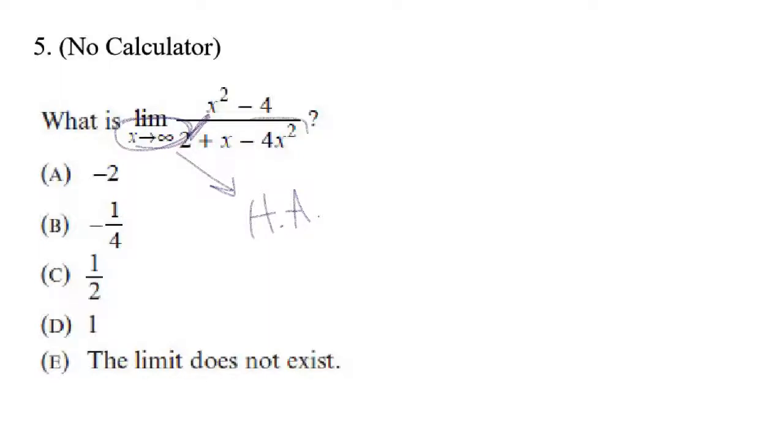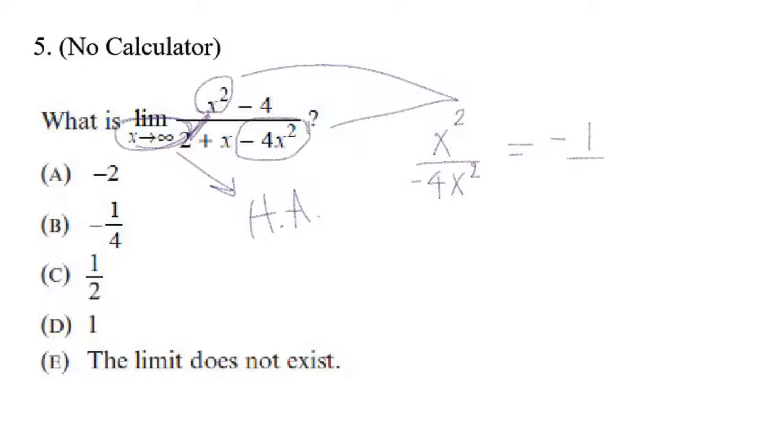Again, you have to find the highest exponent on bottom, highest exponent on top, and then look at the ratio of their coefficients here. So I have x squared over negative 4x squared. That's really going to be dominating what happens as we approach infinity. And notice that's really going to reduce down to a negative 1/4. So my answer here is B.